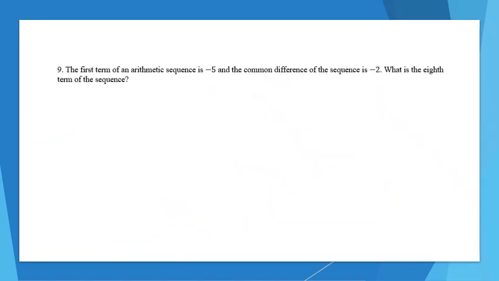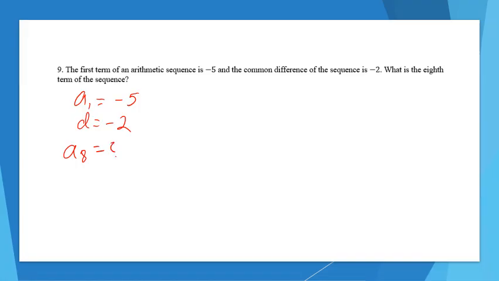Number 9, the first term of an arithmetic sequence is negative 5. The common difference is negative 2. What is the 8th term in the sequence? So here we are given a of 1, our first term, is negative 5. Our common difference, d, is negative 2. And we are looking for a of 8.